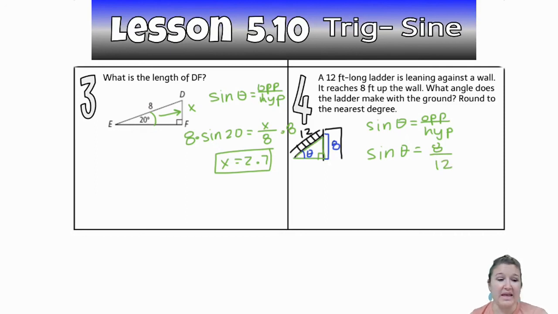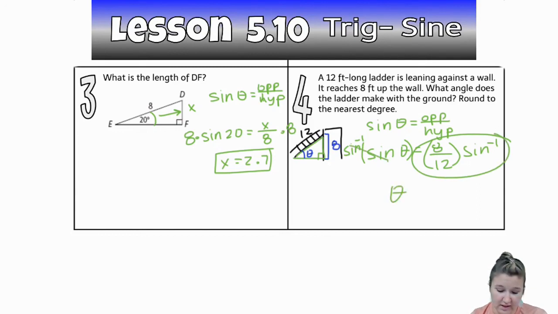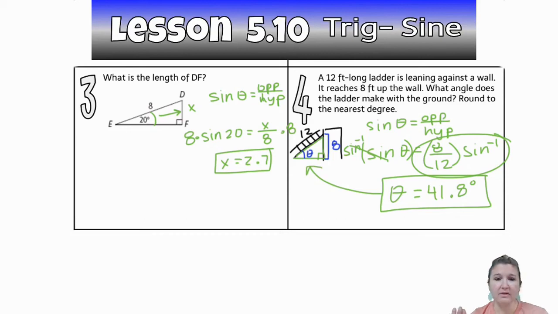And then what I'm going to do is take the inverse of sine. So that looks like this: sine with a little negative 1 on it. And so then I'll plug this part into my calculator. That gets rid of the sine on this side, and I'm just left with theta. So I'm going to plug that in. And I get 41.8 degrees. So this makes an almost 42-degree angle right here, between the ladder and the ground.